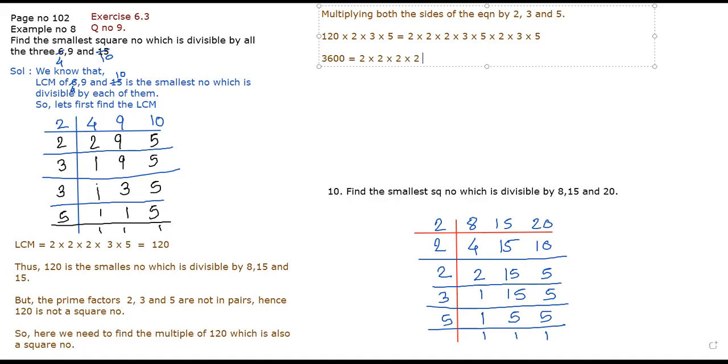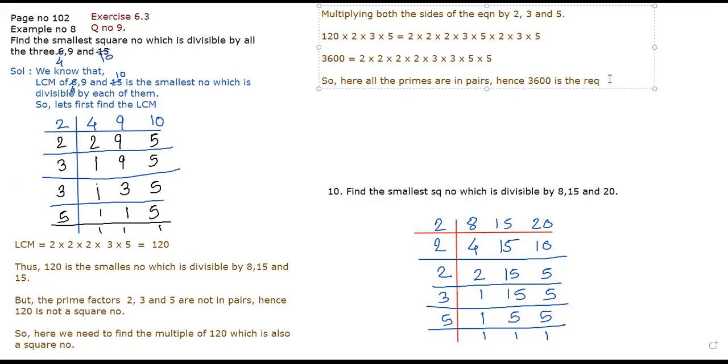Now two pairs of 2, one pair of 3, and one pair of 5. So here all the primes are in pairs. Yes or no? Yes, sir. Hence 3600 is the required square number.